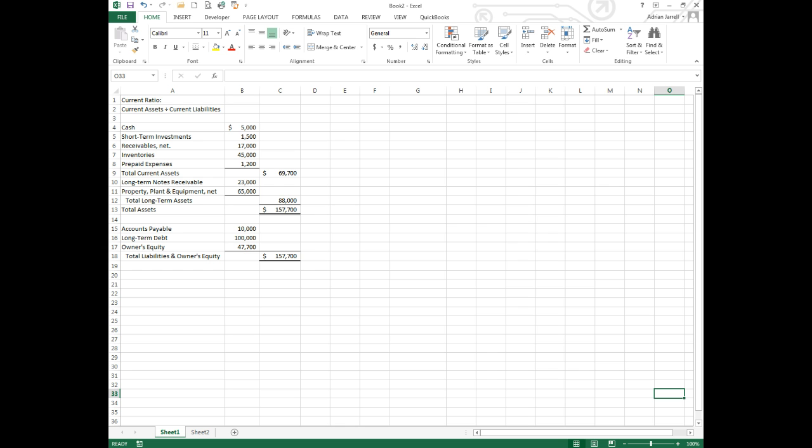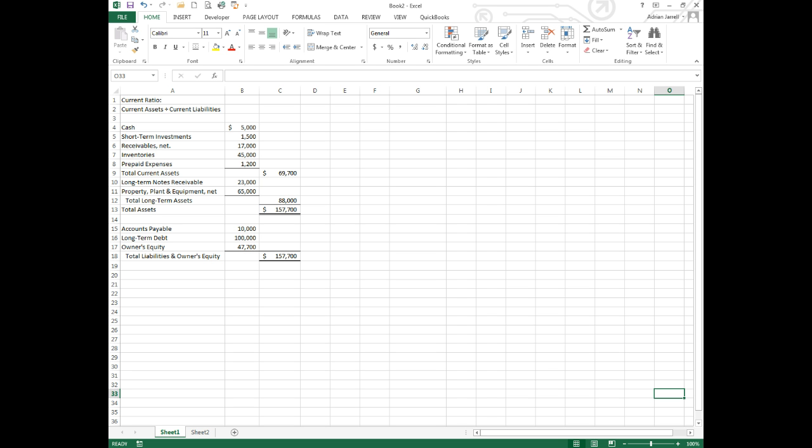The days sales in inventory is computed in a way that tells us how efficient, how effective the company is in turning over its inventory and selling the product again and again over the years. Pardon me for that. The days sales in receivables talks about how efficient the company is in collecting its receivables.